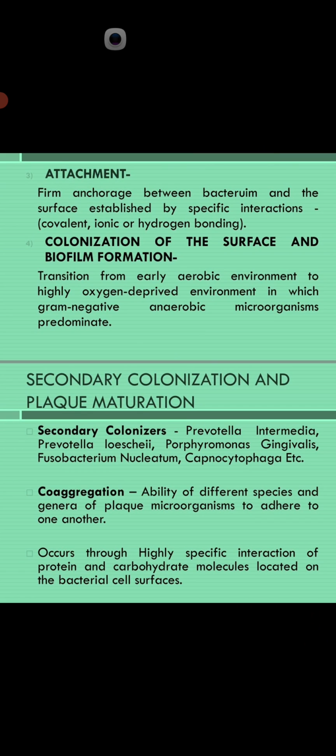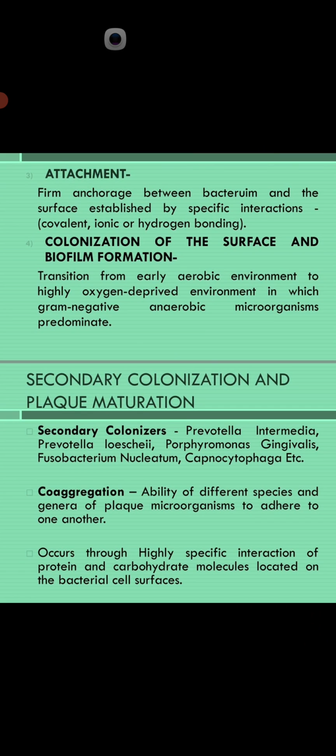Now, how do secondary colonization and plaque maturation occur? In secondary colonization, there is coaggregation. Coaggregation means one organism attaches to another organism. The secondary colonizer bacteria come and attach to the primary colonizer bacteria and feed on their products. This is coaggregation: the ability of different species and genera of plaque microorganisms to adhere to one another.